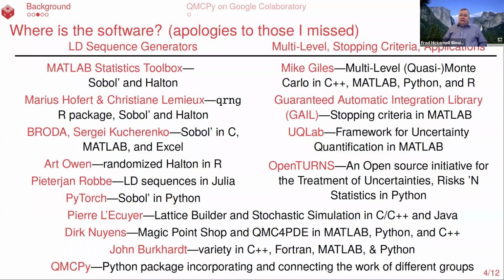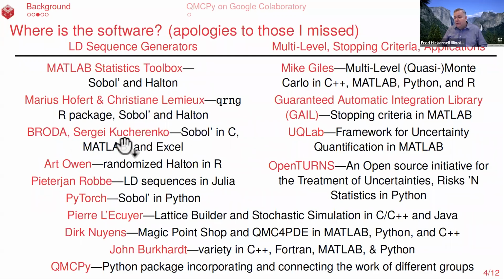Okay, so here is a list of some of the software I'm aware of, and my apologies to those who I missed. On the left is more the low discrepancy sequence generators. On the right are some things you do with those low discrepancy generators. So if you like MATLAB, you can look in the statistics toolbox. They have Sobol points and Halton points. There is a QRNG package that Marius and Christiane put together for R. It has Sobol and Halton.